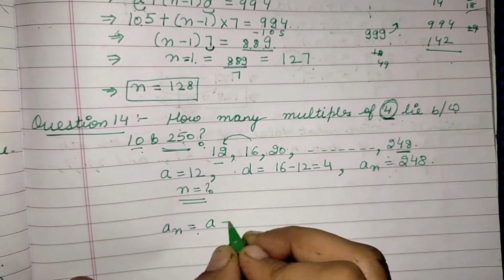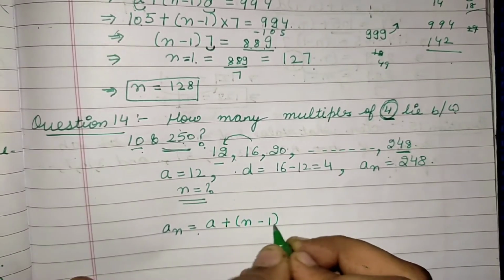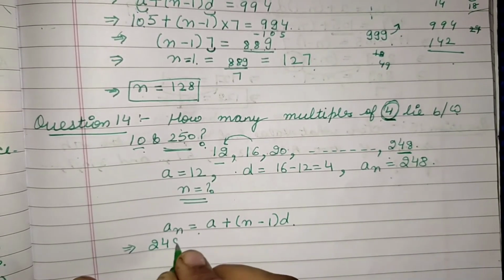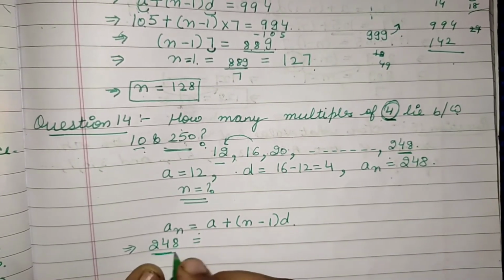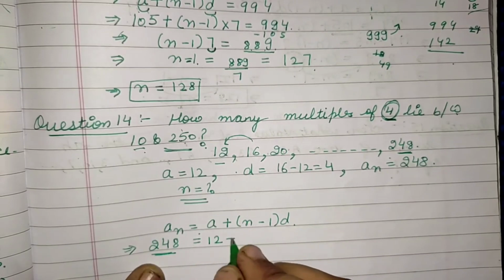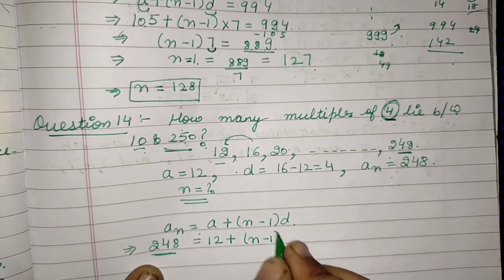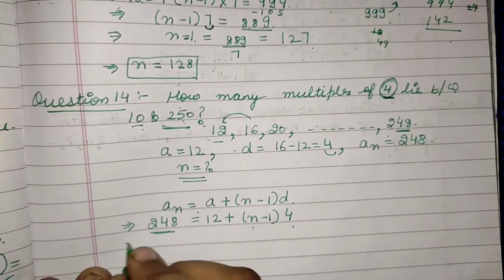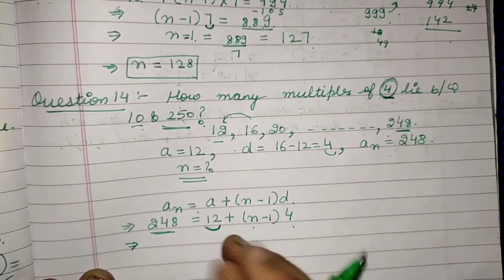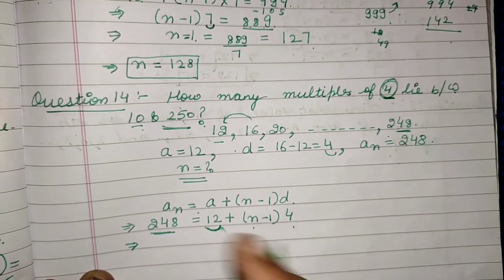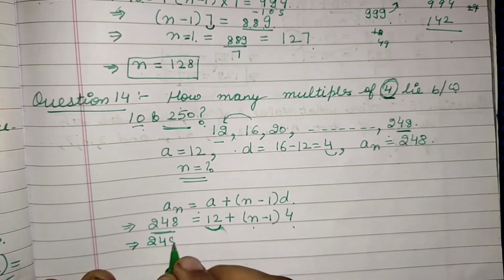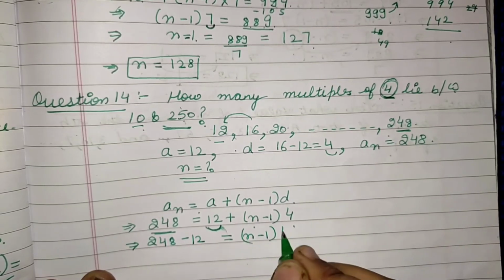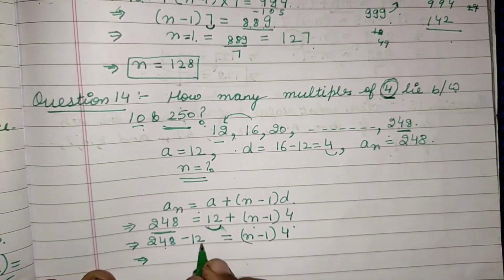So an is equal to a plus n minus 1 into d. The nth term value is given to us as 248. a is my 12, n I have to find out, and d is my 4. So 12 is being added here, when it goes to the left hand side, it will be subtracted: 248 minus 12 is equal to n minus 1 into 4.